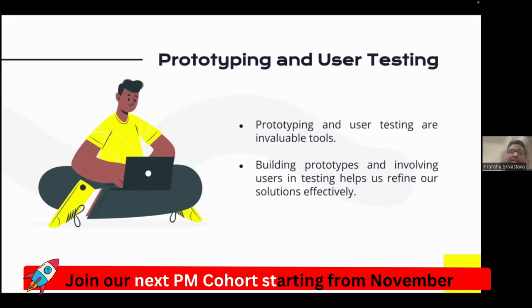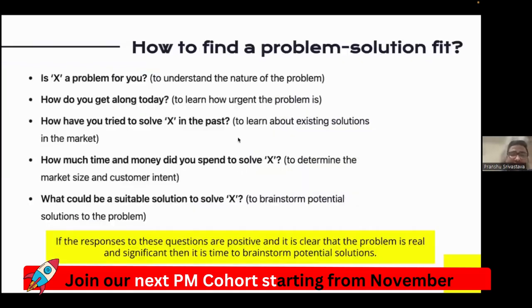Now this is a classic example of what to discuss with your customer, because a lot of you might be thinking, okay, Pranshu is telling us you have to discuss with your customer, but what should we ask? How do we find the right problem-solution fit? So you have to ask the customer, is X a problem for you? I have kept a few examples here as general statements. So, is X a problem for you? This will help understand the nature of the problem from the customer.